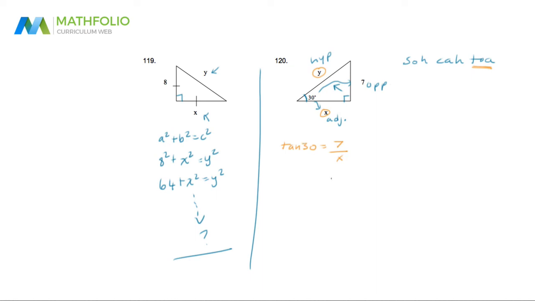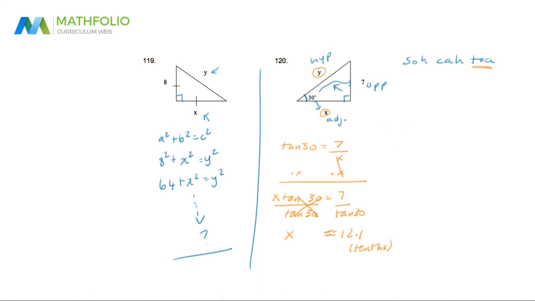When we're now to try and get x on its own, we would times both sides by x. This would give us 7 equals x tan 30. And then to get the x on its own, we would divide by tan 30. And in this case, we would take our calculator, do 7 divided by tan 30, and we would in fact get approximately 12.1. This is rounded to the tenths because this number continues.